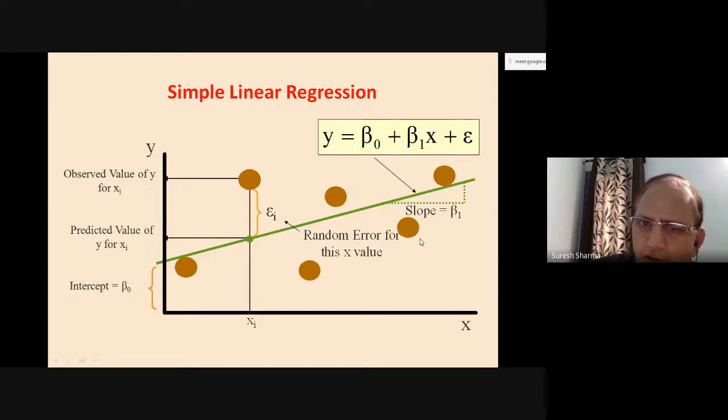So there are two things only, intercept and slope, right? Hopefully this diagram makes each and everything clear. Yes, please. Is this clear? Anybody can respond?